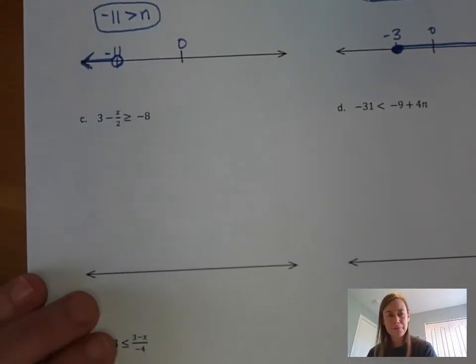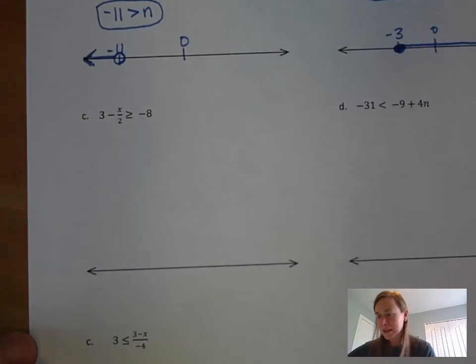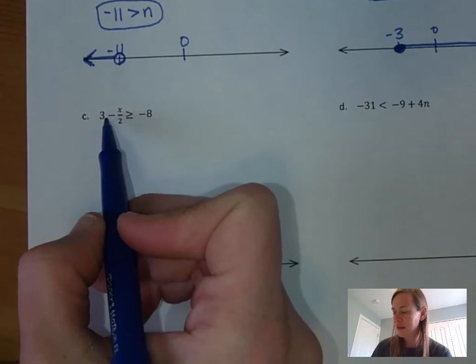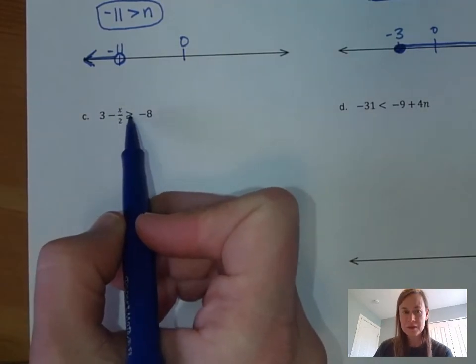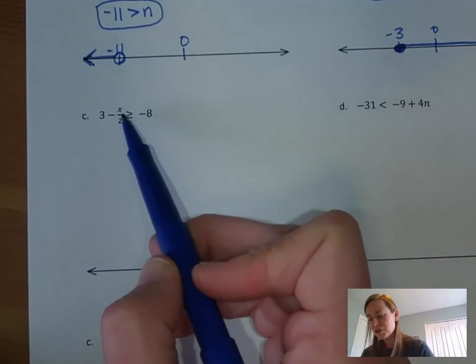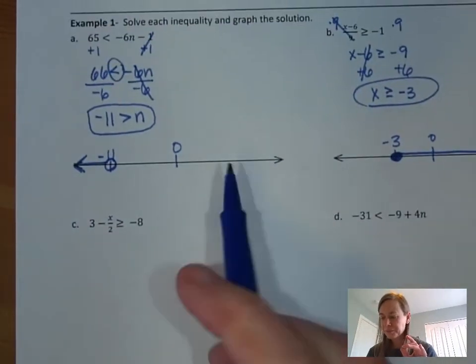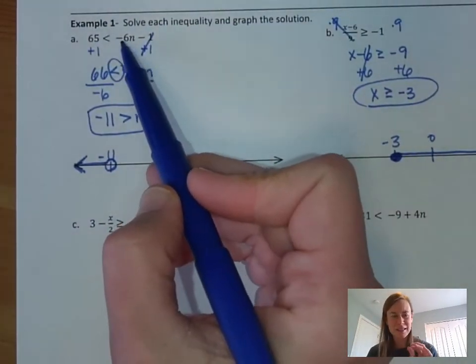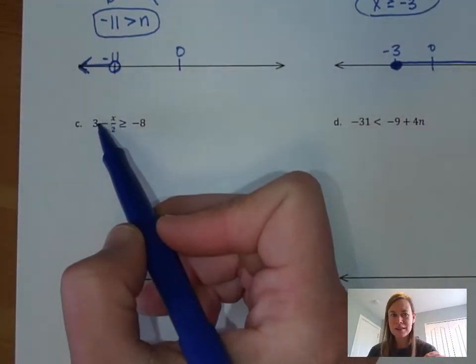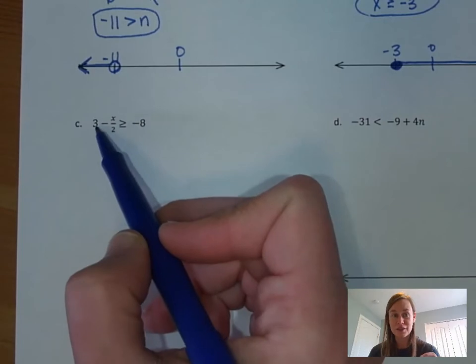Let's do C. Okay, in this case, we have another fraction. Let's just go ahead and read it first. 3 minus x over 2 is greater than or equal to negative 8. Okay, so you see how the 2 is kind of stuck to the x? Sort of like the negative 6 was stuck to the n here. So you don't want to get rid of that one first. You want to get rid of this number that's sitting over here by itself first.